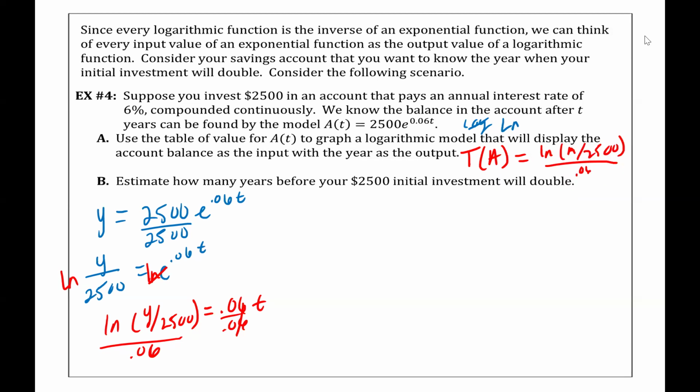Ready? All right, so on here it says estimate how many years before your 2,500 initial investment will double. So I'm looking for A equals what? I need my A to equal 5,000. So I can use the natural log equation we created, correct? To find that. So we have natural log of 5,000.